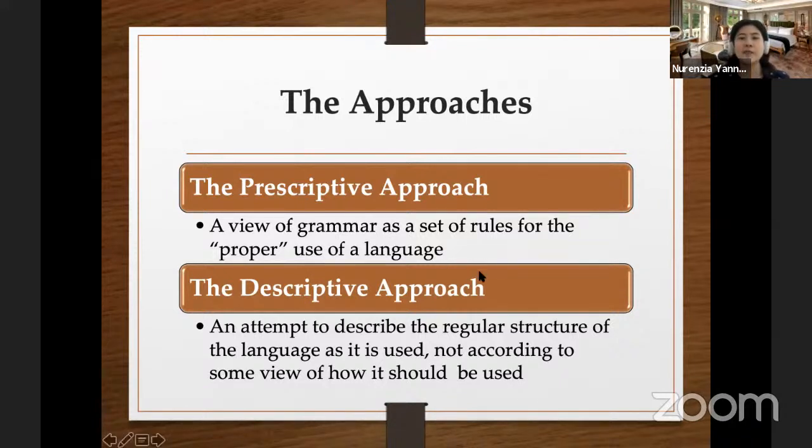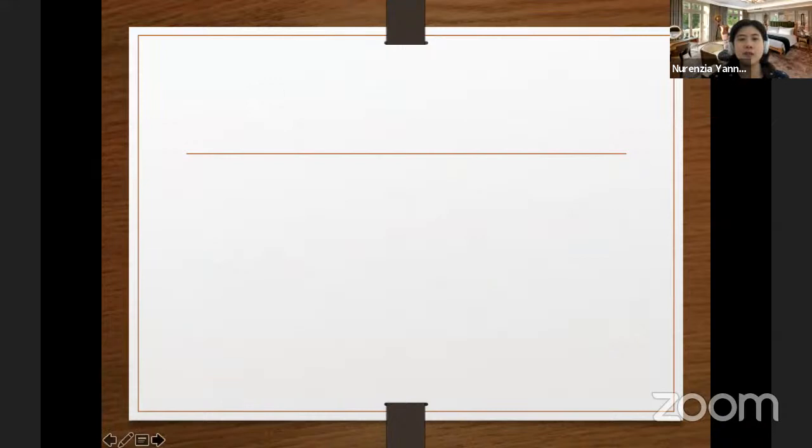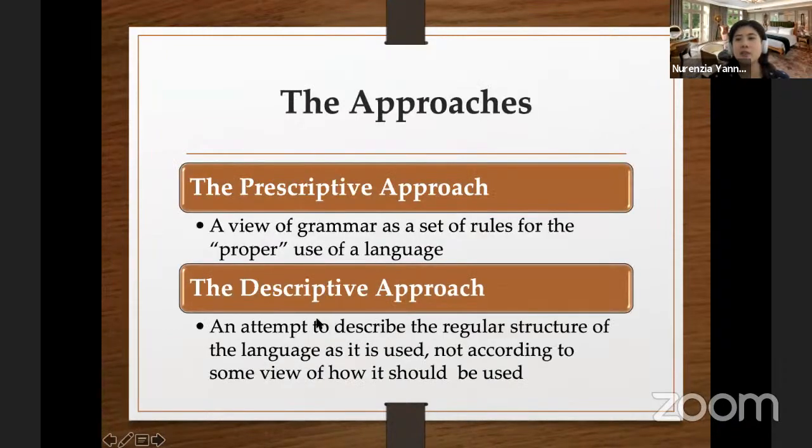But the descriptive approach is an attempt to describe the regular structure of the language as it is used by the speakers, not according to some view of how it should be used. In simpler words, you have two different views. The first one is prescriptive. In prescriptive, they really believe in the rule, and they will say that people who do not use the rule are wrong because the rule is the correct one that every speaker must follow.